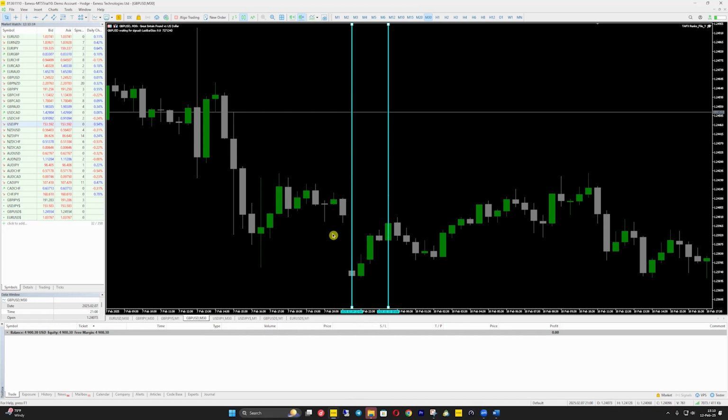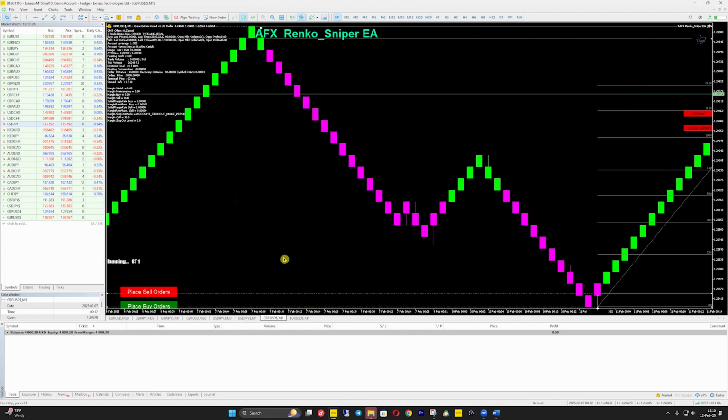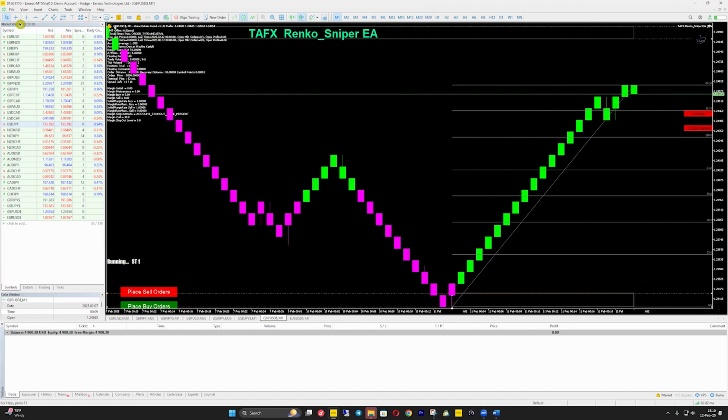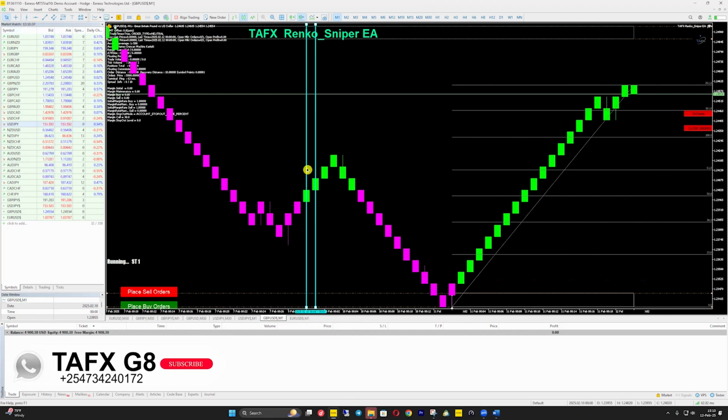So what is happening here? This is where a lot of traders are trapped. They don't know whether to trade the gap or whether the gap will be filled or not. But when it comes to our TFX EA, our TFX system, this is why we saw that everything was swallowed by only this one brick.